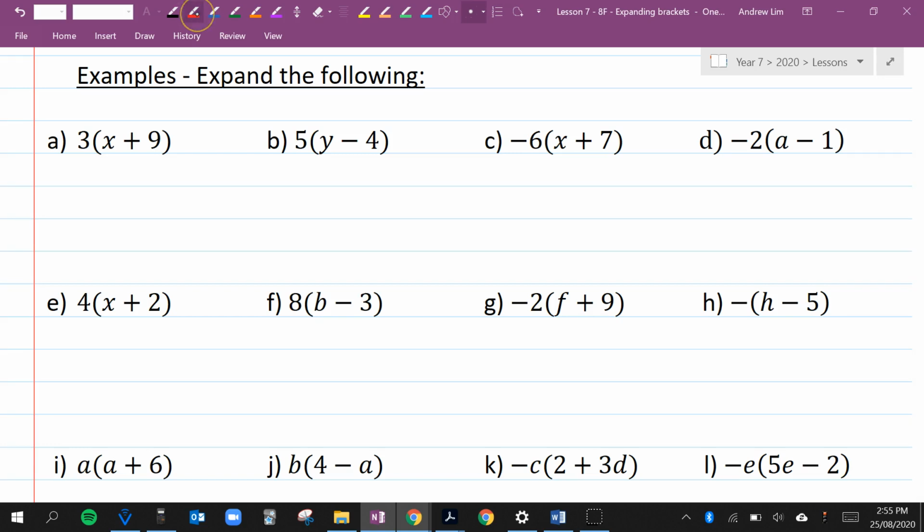So question A, we've got 3 lots of x plus 9. We need to do 3 times x, which is 3x, and 3 times positive 9 is 27. So it's plus 27. Okay, notice how I didn't say the answer was negative 27. If it was negative, we would put a minus sign. But because it's just a normal 27, we put a plus. Question B. 5 times y is 5y. But 5 times negative 4 is negative 20.